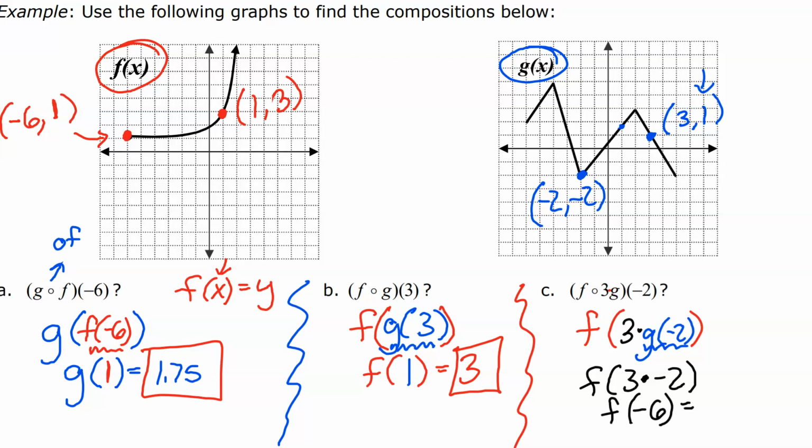So I need to go back over to this function. I'll go over to negative 6, 1, 2, 3, 4, 5, 6, which was a point we found earlier. So negative 6, 1 would be our answer. And there we go. So that's when we're talking about graphs. You just have to find and simplify different smaller pieces, f of negative 6, g of 3, g of negative 2, before you move on.